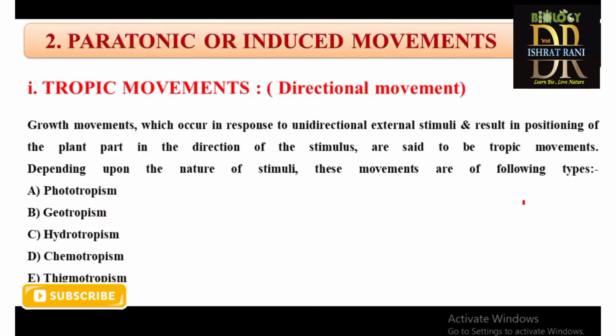So we have another type of movement, which is paratonic or induced movement. It is also divided into three types: tropic, tactic and nastic movement. The first one we will discuss is the tropic movement. It is a growth movement which occurs in response to an external stimulus, and it is unidirectional because it shows movement towards that stimulus, so it is directional movement. We have different types of movement depending on the stimulus. If the stimulus is light, we have phototropism; we also have geotropism, hydrotropism, chemotropism and thigmotropism.